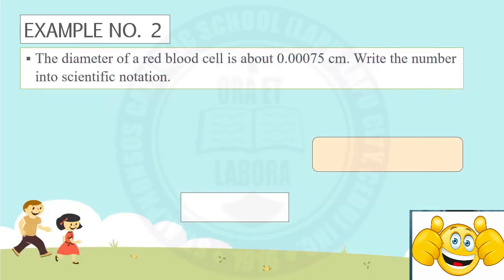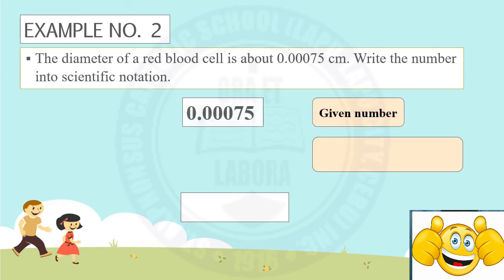The diameter of a red blood cell is about 0.00075 centimeter. Write the number in scientific notation. The given number is 0.00075 centimeter. Second step, move the decimal point in the standard form so that the new number has a value between 1 and 10.